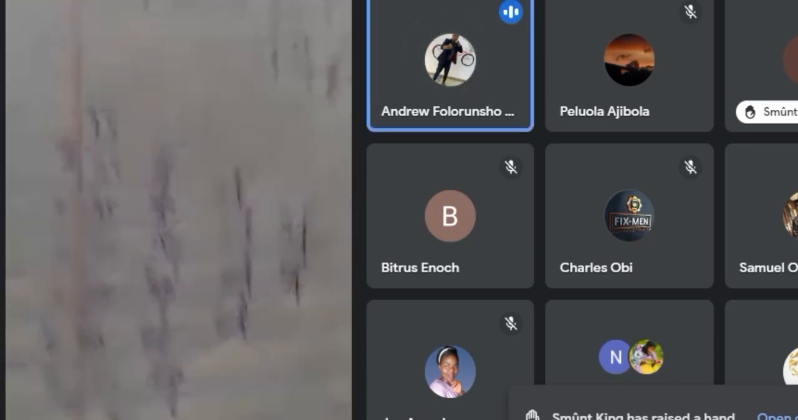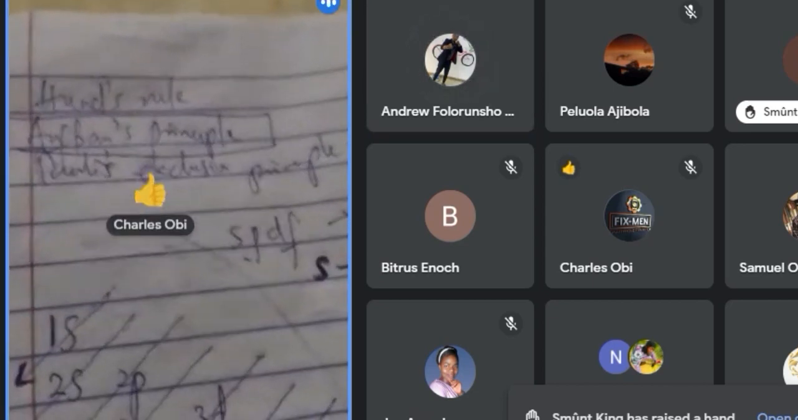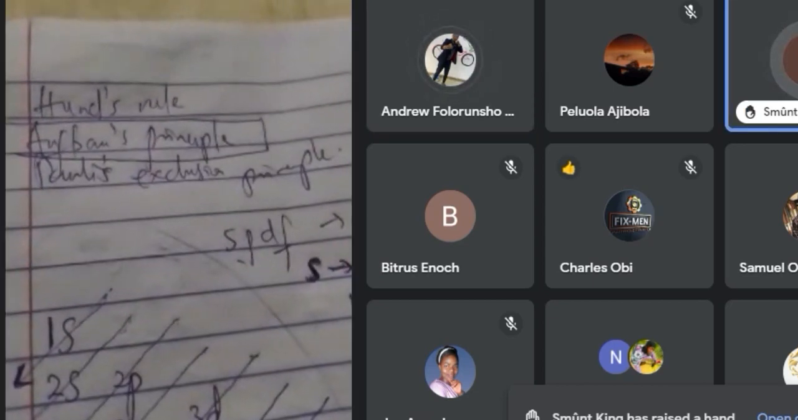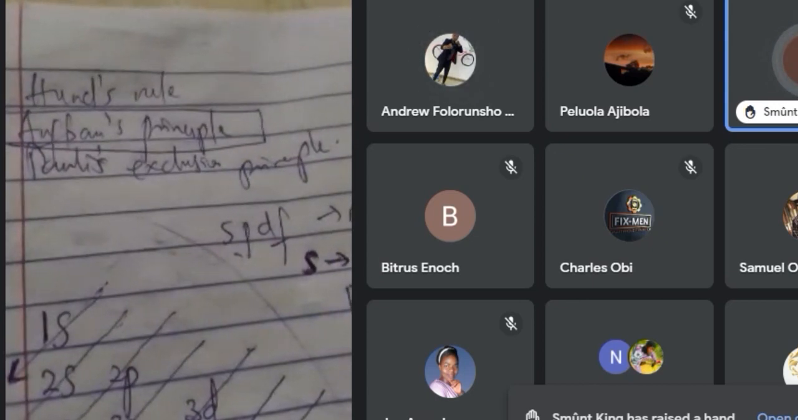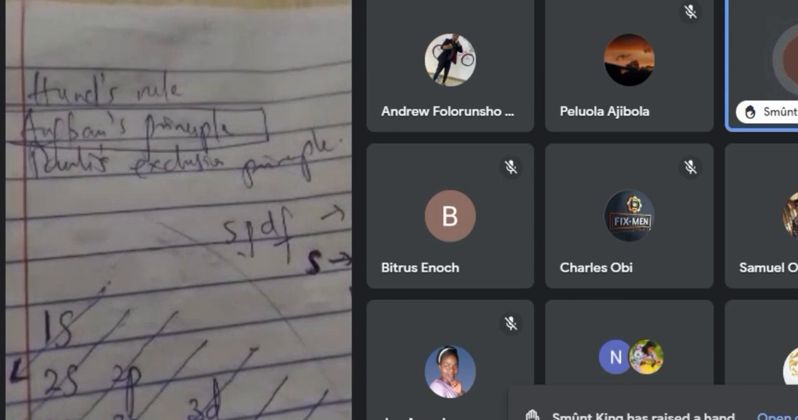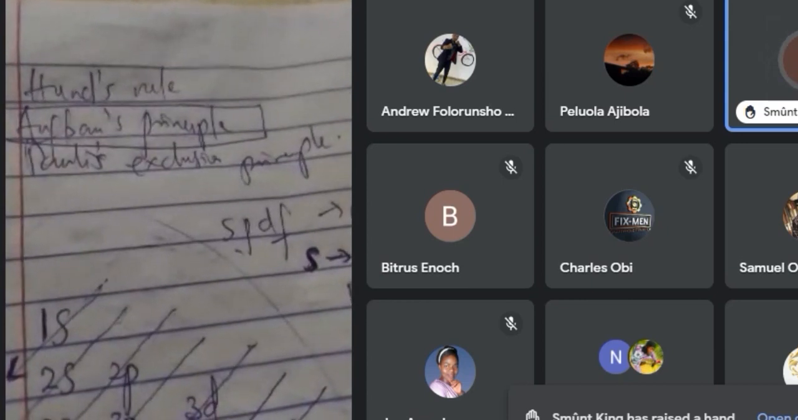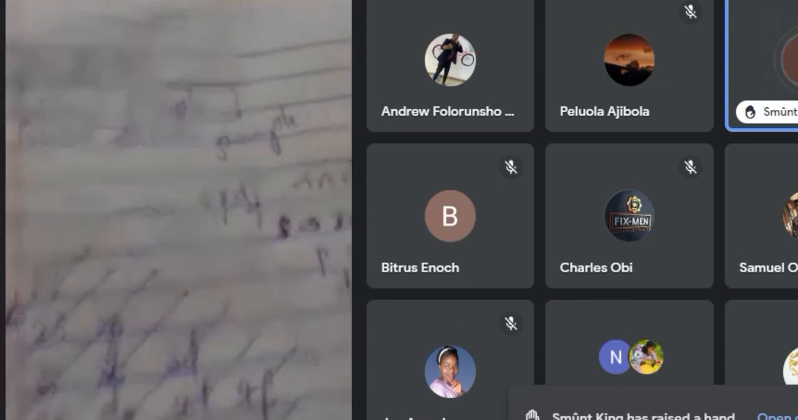Mr. Smart. Yes, King. All right. Okay, sorry. Hello. Yes, sorry, I'm not really good with chemistry. That is why. This Aufbau's principle, what's the use of it? I just want to know. Like, what's the use? Because I don't know.